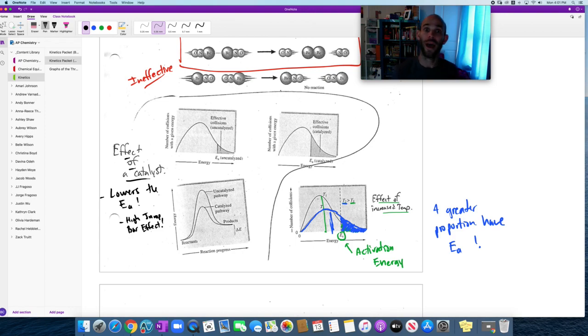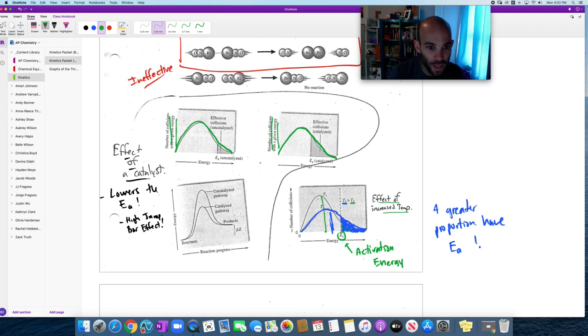So we lower the activation energy. So let's have a look at these first two graphs. Notice, first of all, that these curves are identical. Those curves have to do with the temperature, the number of collisions with a particular amount of energy, and then the actual energy per se. So these are similar Maxwell-Boltzmann curves in terms of how the collisions are happening.